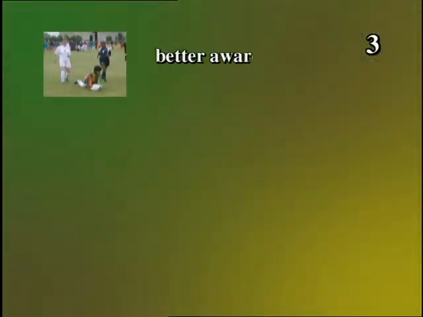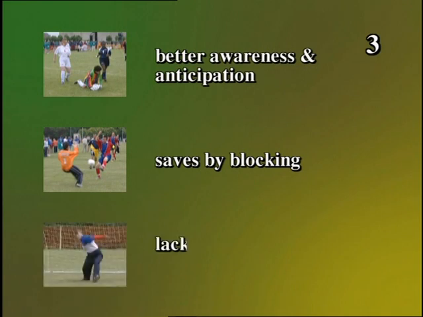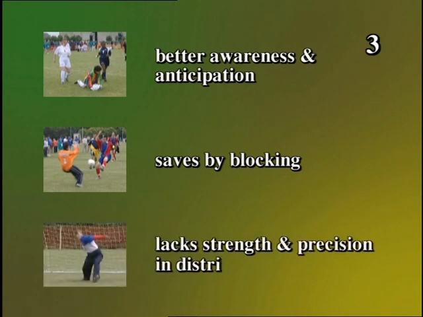So, to summarize, a level 3 goalkeeper has better match awareness and a higher ability of anticipation, makes most saves by blocking the ball, and lacks strength and precision when distributing the ball.